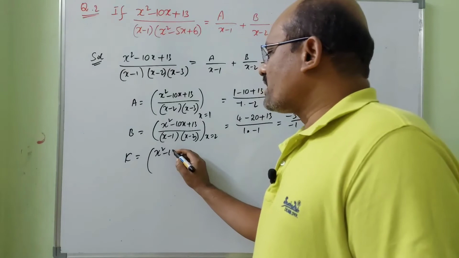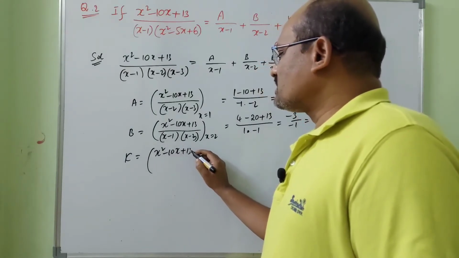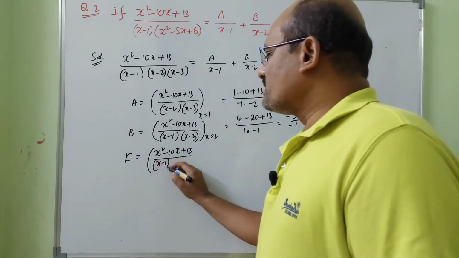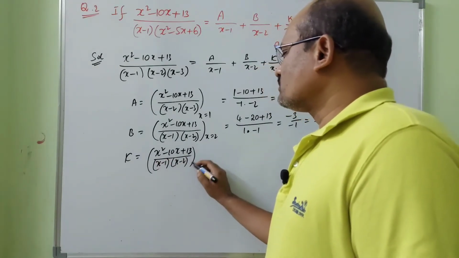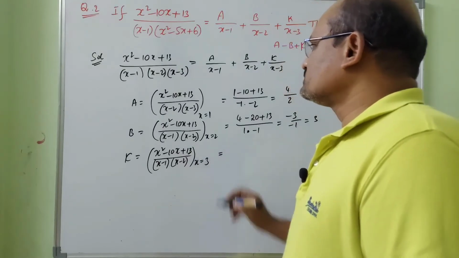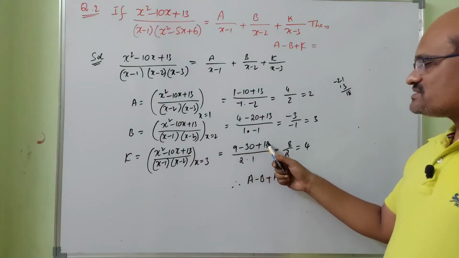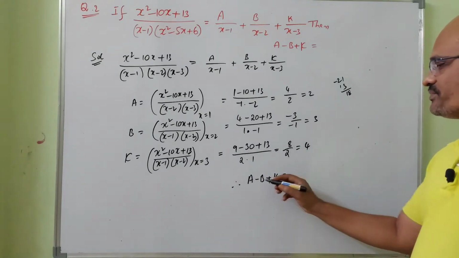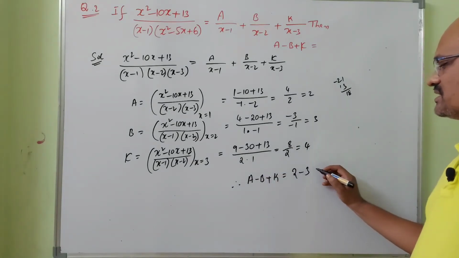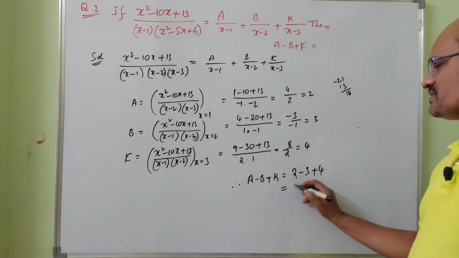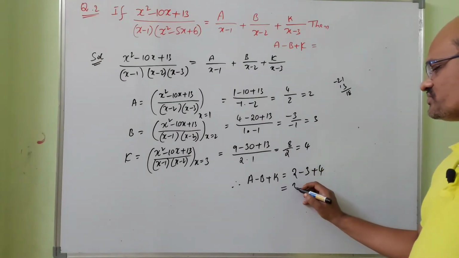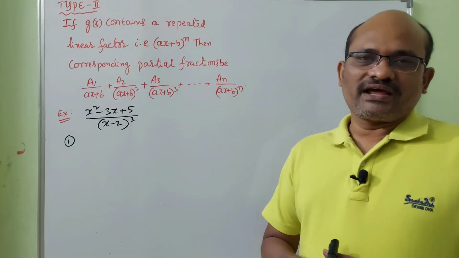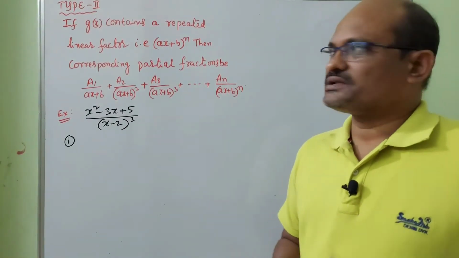x square minus 10x plus 13 by x minus 1 into x minus 2, put x is equal to 3. 9 minus 30 plus 13 by 2 into 1 is equal to 8 by 2, that is 4. Now substitute. A is 2, B is 3, K is 4. So answer is 3. Students, now we are going to do type 2 partial fractions for proper fraction.